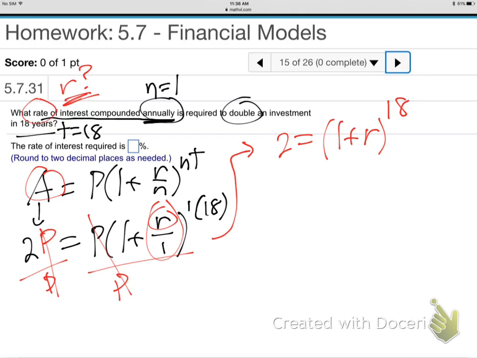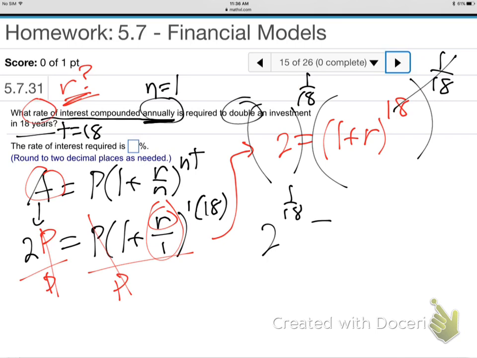But I do need to get rid of that 18. How can I get rid of that 18? Raise both sides to the 1/18, because that'll multiply and cancel it, huh? 2 to the 1/18th is 1 plus r. Or the 18th root, same effect. The 1/18th power is the 18th root. Same thing, either way you want to do it. And then subtract 1. So it'll be 2 to the 1/18th minus 1.